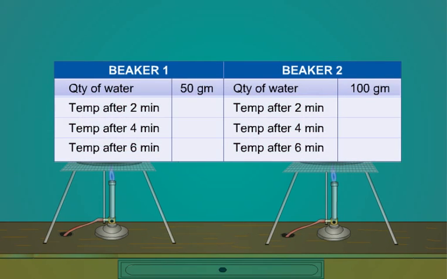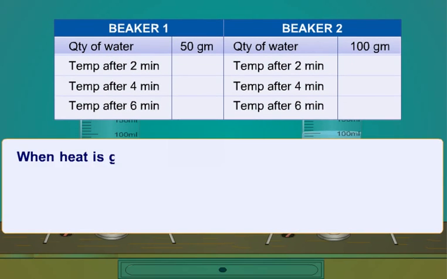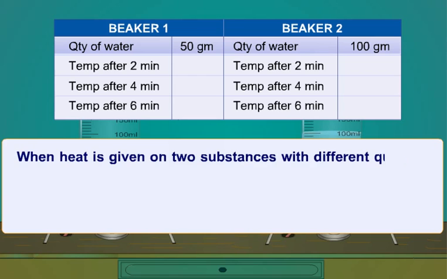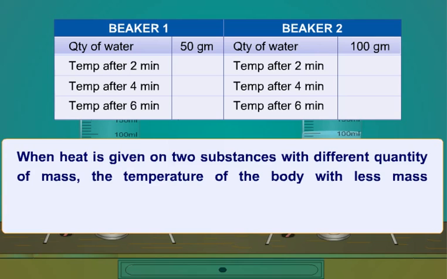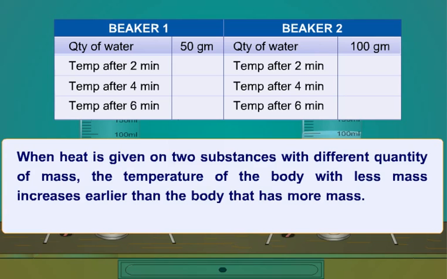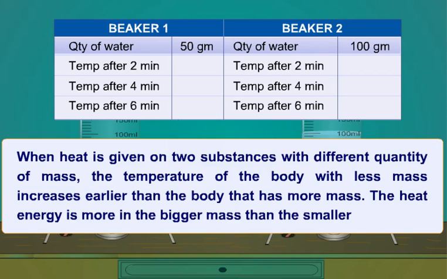Students, in which beaker does the temperature increase earlier? In which beaker is the heat energy more? When heat is given to 2 substances with different quantities of mass, the temperature of the body with less mass increases earlier than the body that has more mass. The heat energy is more in the bigger mass than the smaller one, isn't it?